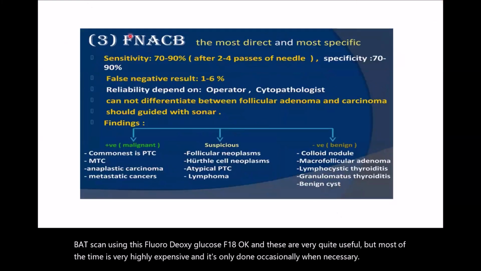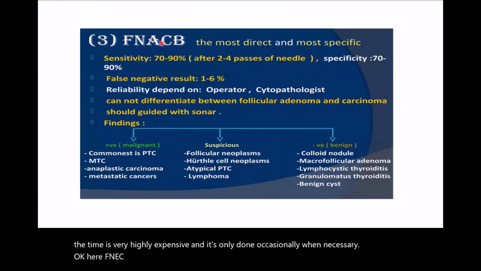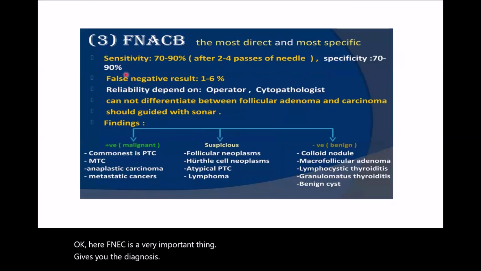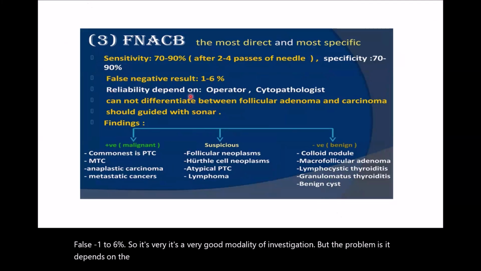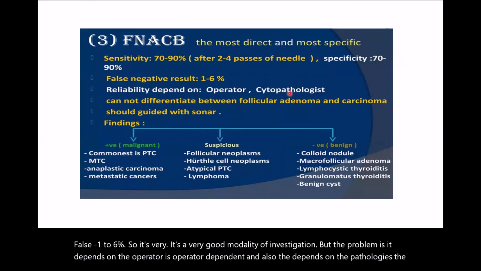Here, FNAC is a very important thing. It gives you the diagnosis. Sensitivity and specificity is 70 to 80%. False negative, 1 to 6%. So it's a very good modality of investigation. But the problem is it is operator dependent, and also depends on the pathologist, the cytopathologist reading the results.